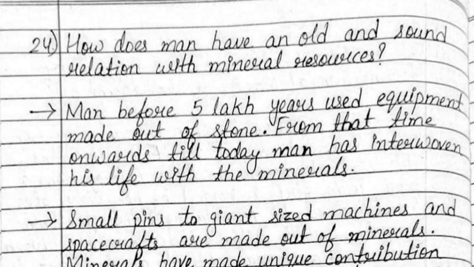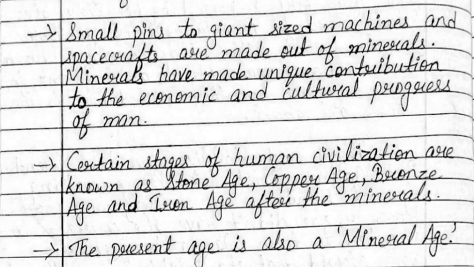24th, how does man have an old and sound relation with mineral resources? Man before 5 lakh years used equipment made out of stone. From that time onwards till today, man has interwoven his life with the minerals. Small pens to giant sized machines and spacecrafts are made out of minerals. Minerals have made unique contribution to the economic and cultural progress of man.